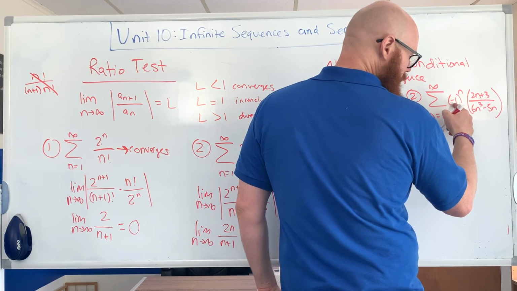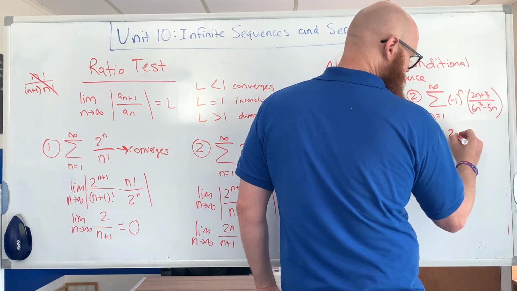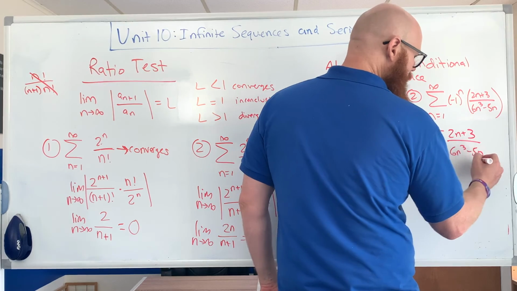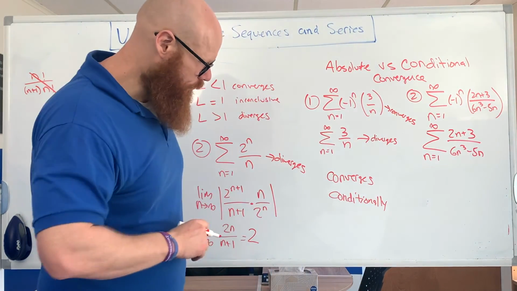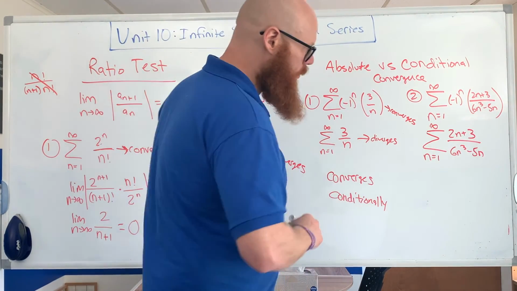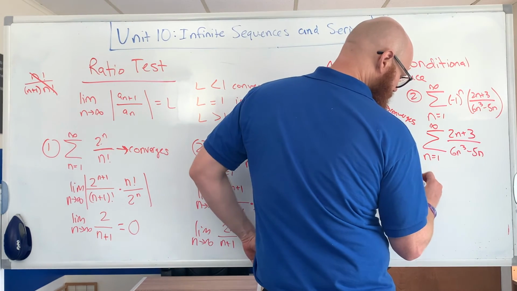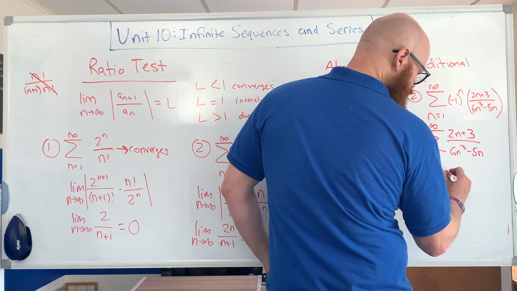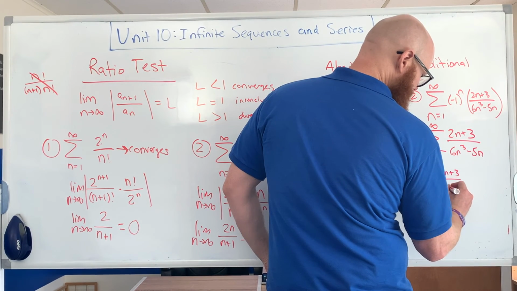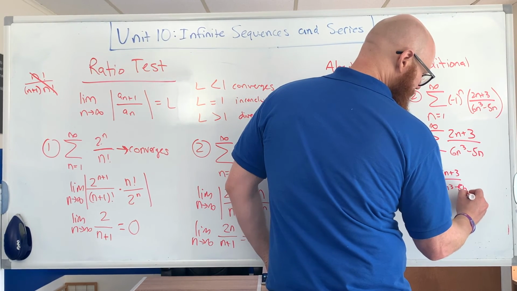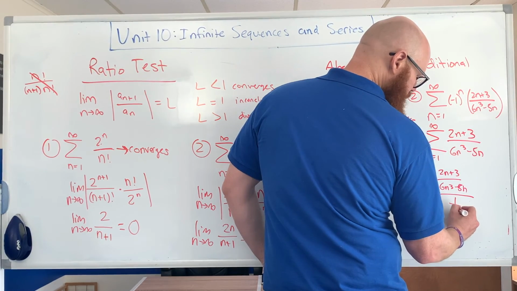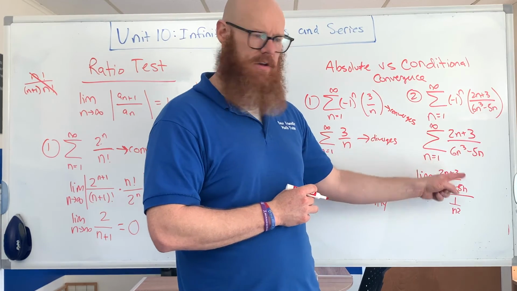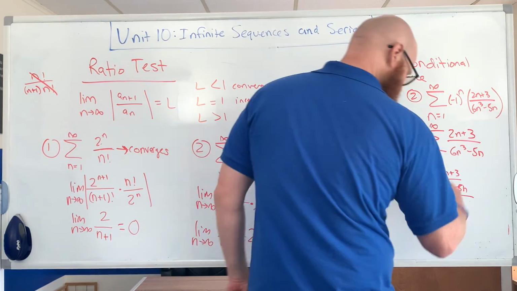let's get rid of the alternating part. I'll just make it 2n plus 3 over 6n cubed minus 5n. We're just going to look at that first. This is one where I would do the limit comparison test. So I would do the limit as n goes to infinity of 2n plus 3 over 6n cubed minus 5n, and I would divide it by 1 over n squared, because n squared, or degree 2, is the difference between the degrees. That's going to flip up.